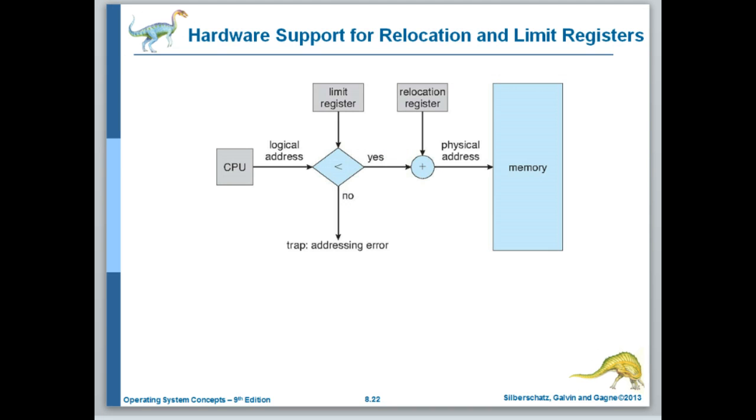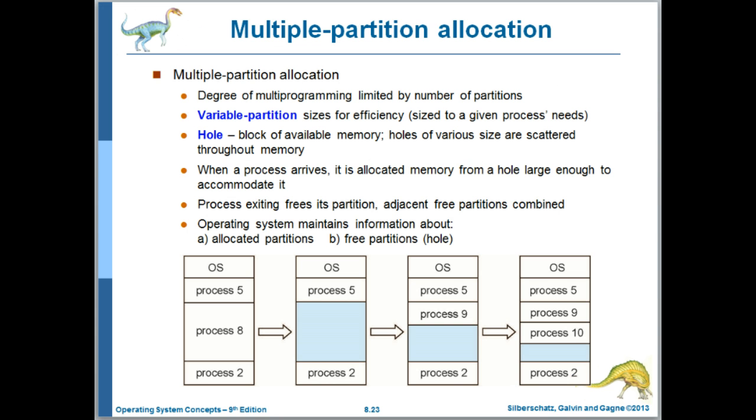So again, here's what the hardware support looks like. The CPU generates a logical address, which is an offset to the base or relocation register. But first, that logical address is checked against the limit register, and if that logical address exceeds the limit, we get a trap. Otherwise, the logical address is added to the relocation register, forming the physical address. So again, this is the MMU function right here.